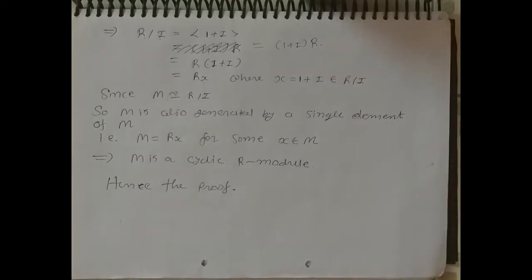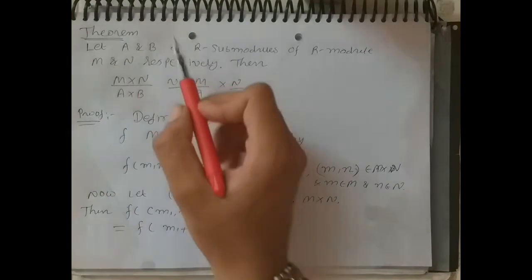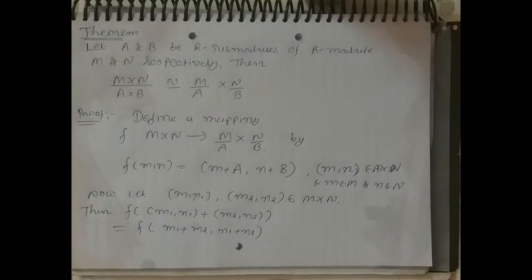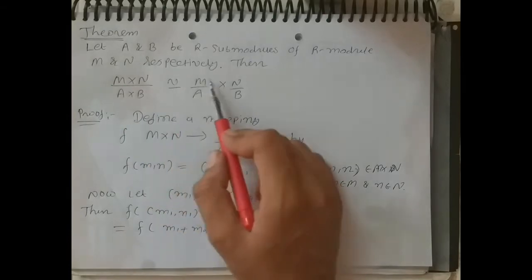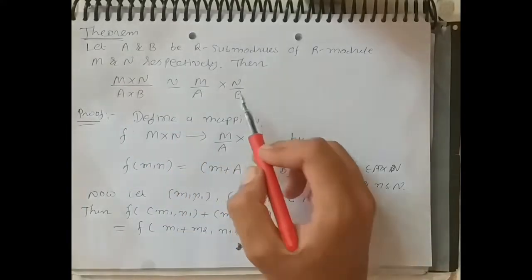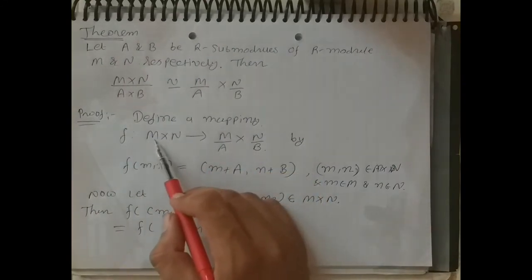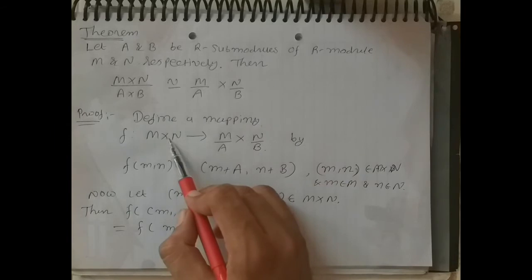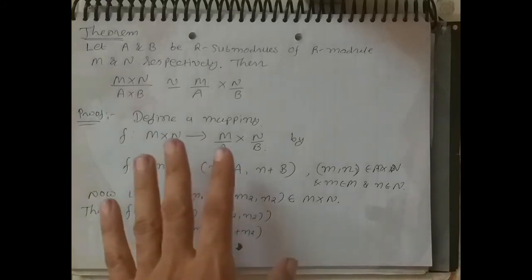Okay, now the next example is: let A and B be R submodules of R modules M and N respectively. Then our aim is to show that M cross N quotient A cross B is isomorphic to M quotient A cross N quotient B. For that, let us define a mapping f from M cross N to M quotient A cross N quotient B. We use the fundamental theorem of R homomorphism to show this example.